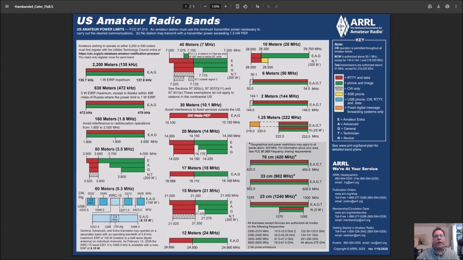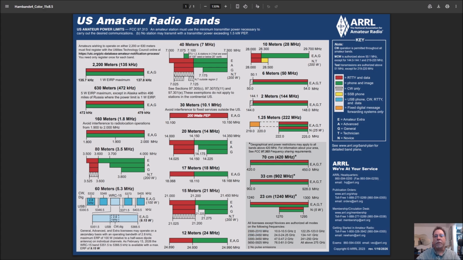Then from about 300 megahertz all the way up to 3 gigahertz, so basically the 70 centimeter band, 33 centimeter, 23 centimeter, and a couple of these microwave bands down here, you have what's known as UHF, or ultra high frequency. Above those frequencies in the microwave spectrum, you have what's known as super HF, or SHF, which goes from 3 to 30 gigahertz. Then you have extremely high frequency, or EHF, which goes from 30 to 300 gigahertz. And then you have tremendously high frequency, or THF, which goes from 300 gigahertz and above.